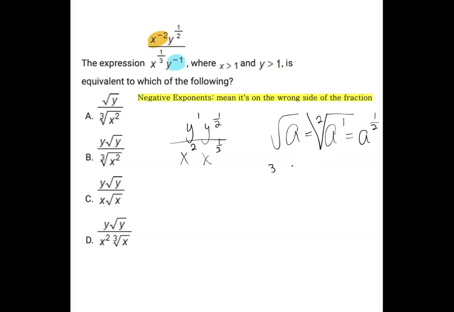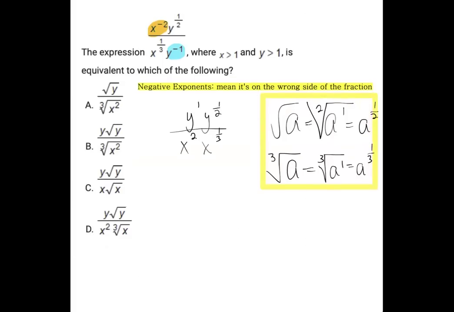Similarly, if you have a cube root, because there's that invisible number 1 on the a for the exponent, then that would be a to the 1/3. So a square root of a number is the same as that number to the 1/2. A cube root of a number is the same as that number to the 1/3.